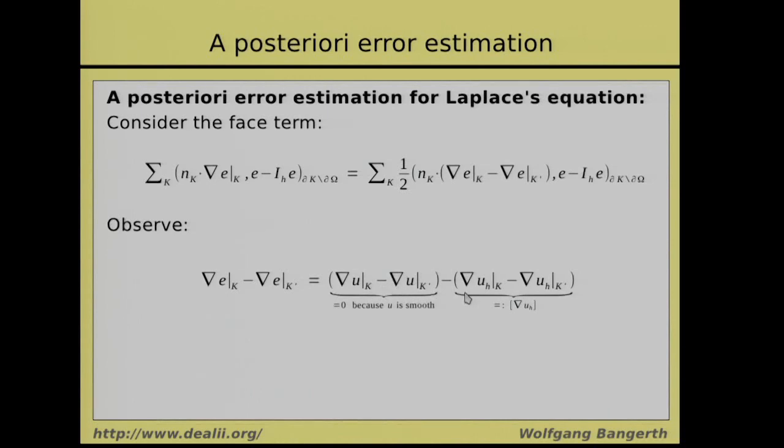But from a piecewise linear solution UH, that's not going to be the case. The gradient from the left and the gradient from the right are going to be different. And we've already introduced a notation with these square brackets. That's going to be what I call the jump, okay, the jump in the gradient. So what I really have here is that the gradient of E on K minus the gradient of E on K prime, that's the jump in the gradient.